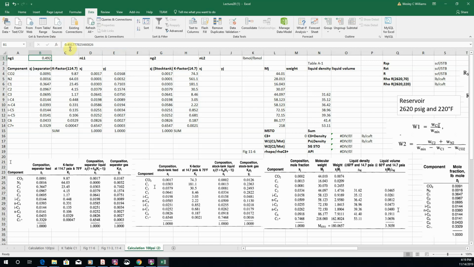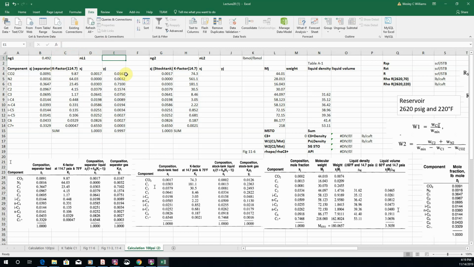And that's because this value is 0.491, on and on. Let's round it to 0.492, see what we get. So 0.492, which is the value, if you follow the example problem in the book, that's what he got. Now these values should match.